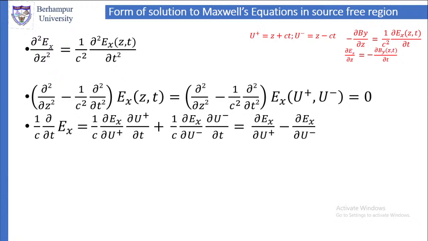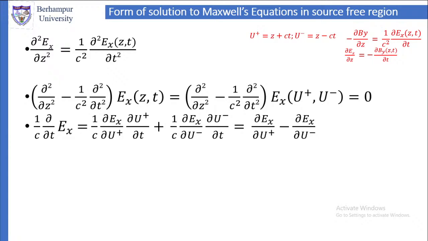Why have we got this plus term? Because Ex is a function of u plus and u minus both, and we are considering partial derivative. Therefore, we can write this as 1 by c dou Ex by dou u plus into dou u plus by dou t. So this is for the u plus term, plus 1 by c dou Ex by dou u minus into dou u minus by dou t. This is for the u minus term.